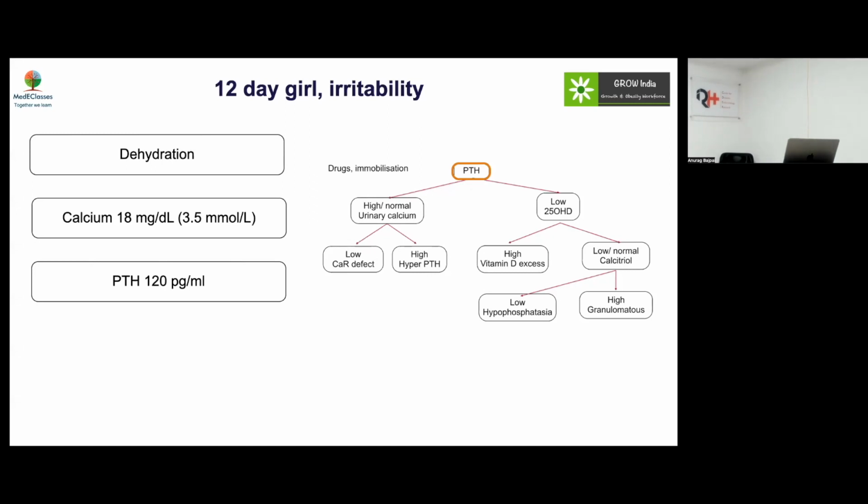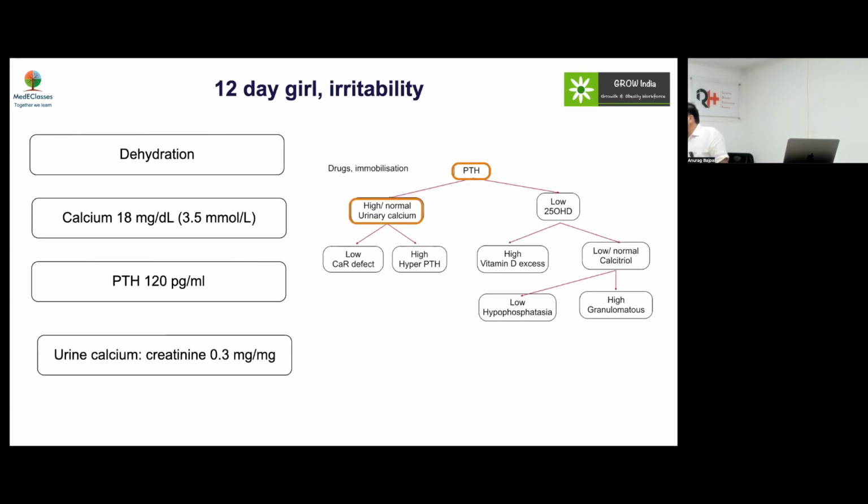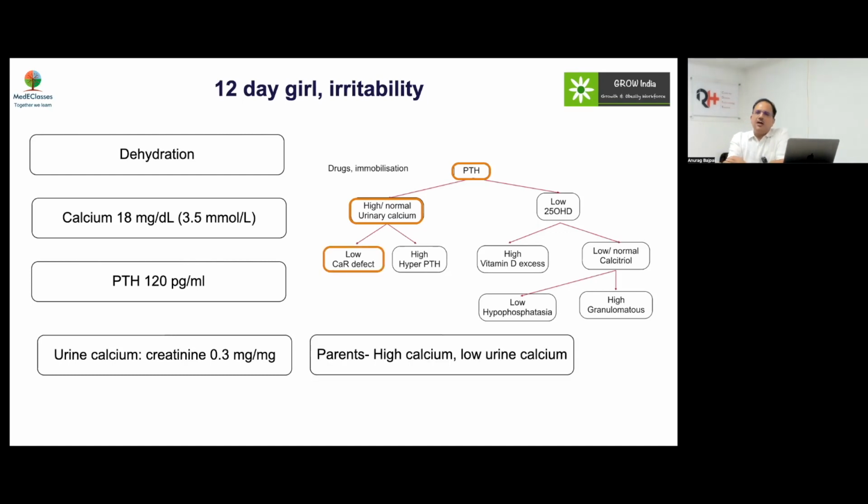So you will look at the maternal and father's calcium and urinary calcium excretion, which becomes important. Here there is a relative hypocalciuria for the newborn. You expect at this level of calcium of 18 that the urinary calcium level should be much higher. So there's a relative hypocalciuria. Parents also have high calcium and low urinary calcium. So we are dealing with what form? This is the neonatal severe hyperparathyroidism. There is either a homozygous or a compound heterozygous severe form of calcium sensing receptor inactivating mutation, which would require surgical intervention.